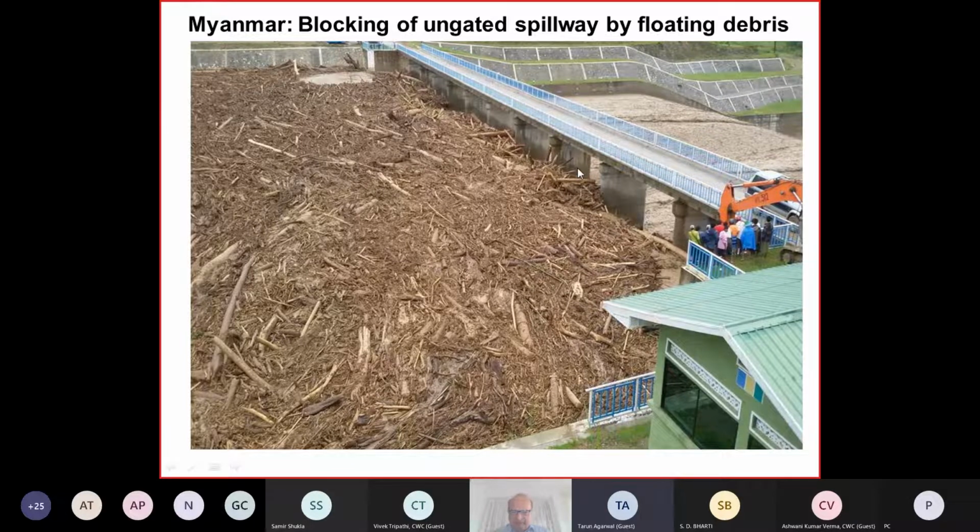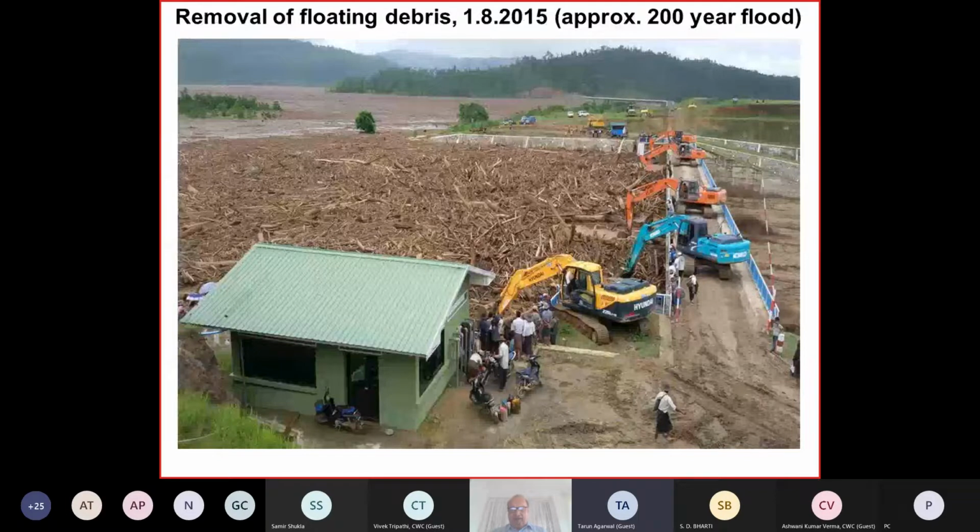blocked the spillway. Maybe the openings were about 8-9 meters, which is not enough. In some places, like in Switzerland, we think the standard log length is 10 or 12 meters, but in some places this is a very optimistic assumption. You know, if you are in some tropical areas, you have much bigger trees, and 10, 12 meters may not be adequate. Okay, so that is this case in Myanmar.